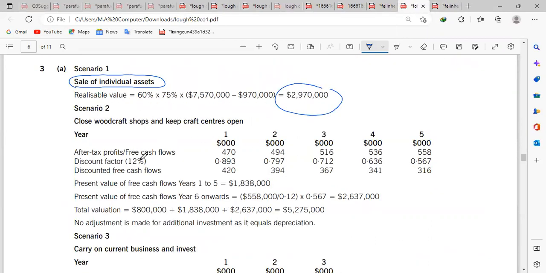The discount factor of 12% has been given to you. These are the discounted cash flows you can compute. This was the present value for years 1 to 5. Now the examiner told you from year 6 onwards. So now, which formula are we applying, guys? This formula is known as the terminal value. What is the terminal value formula? Previous year cash flows.